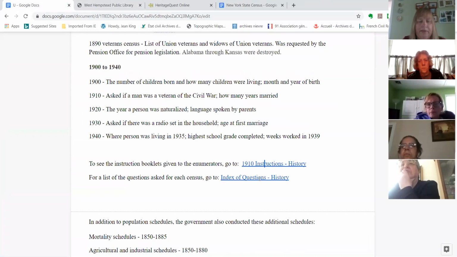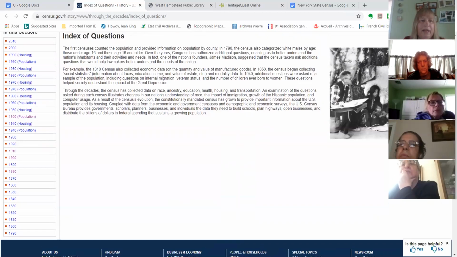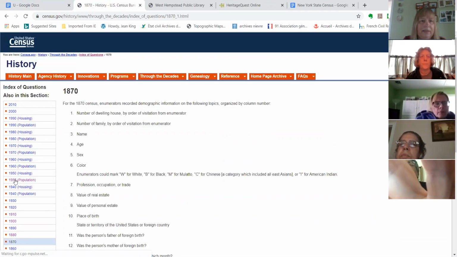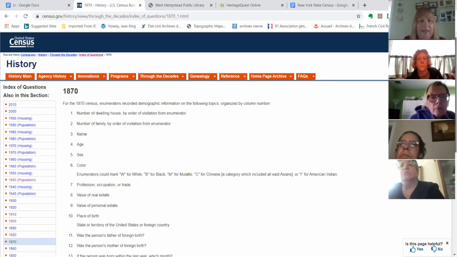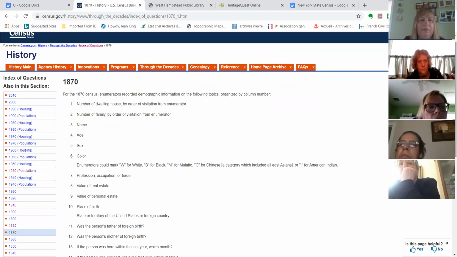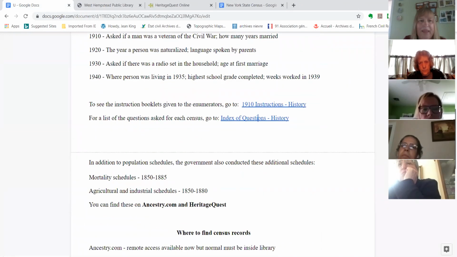And then this other link actually gives you a list of the questions that were asked on each census form. Let's see. So like here for 1870, it gives you every question that was asked on the form. Because sometimes it's a little hard to read them when you're looking at them online. So I thought those were kind of interesting tidbits.